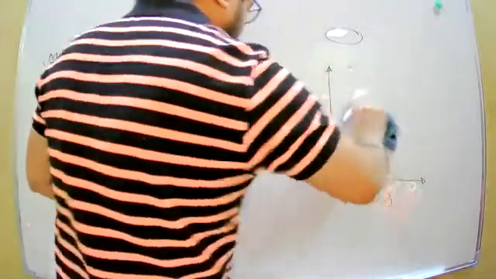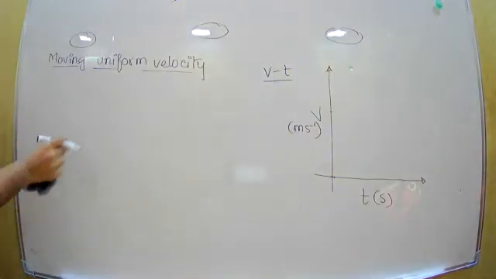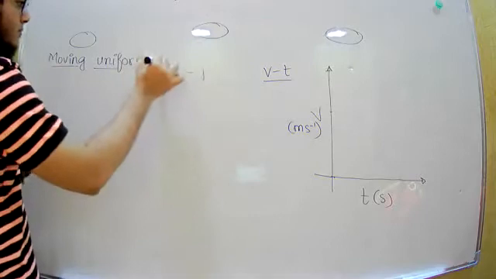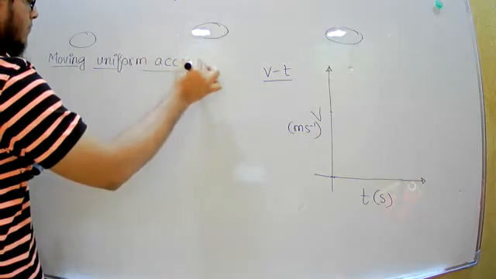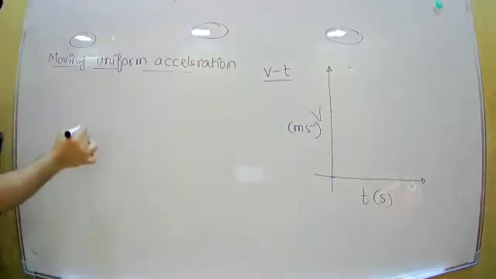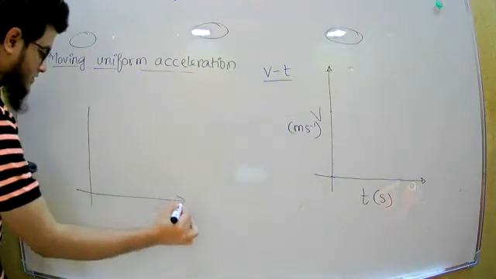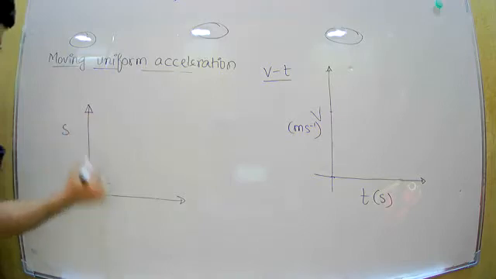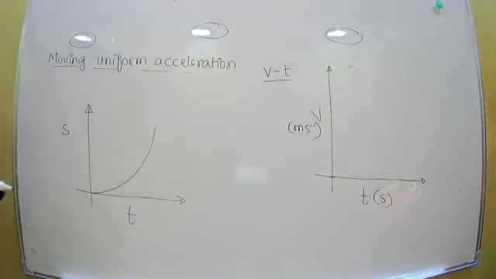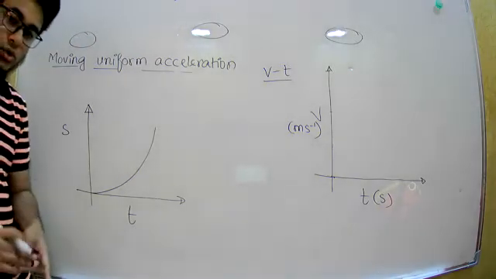Sorry, third condition. This is the second condition, right? So, moving with uniform acceleration. And whenever there is acceleration, the distance versus time graph will be something like this. It will be a curve, not a straight line. Now, why is it so?